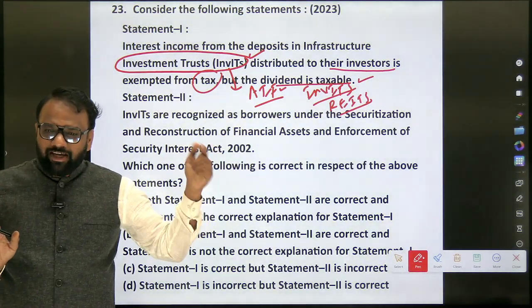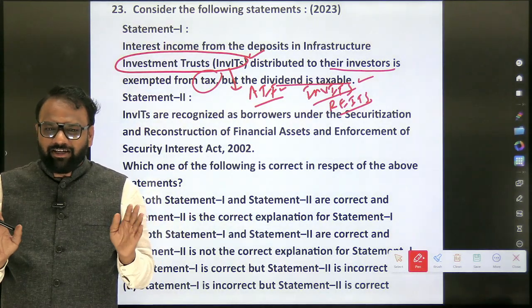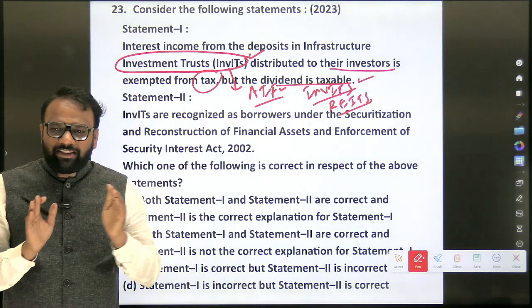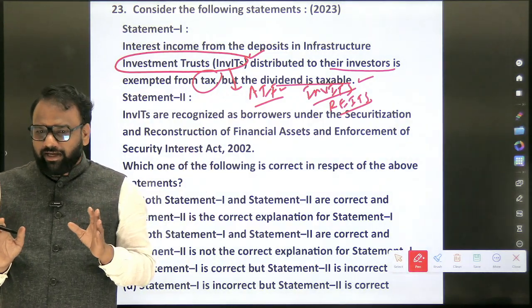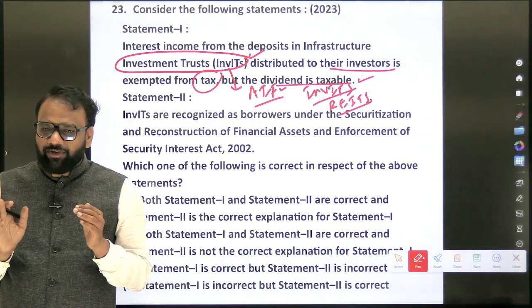Now you are investing in infrastructure with the intention of making profit. So whether it is interest or whether it is dividend, nothing is exempted from tax. Everything is taxed. So here we need to have a generic approach.